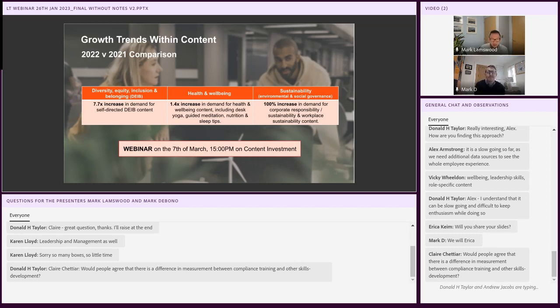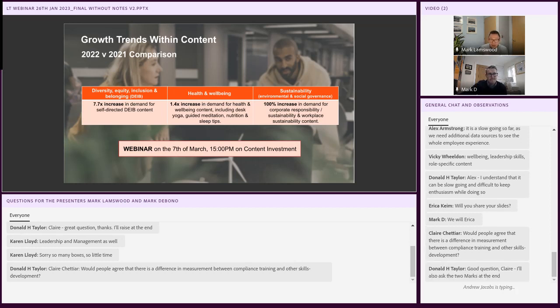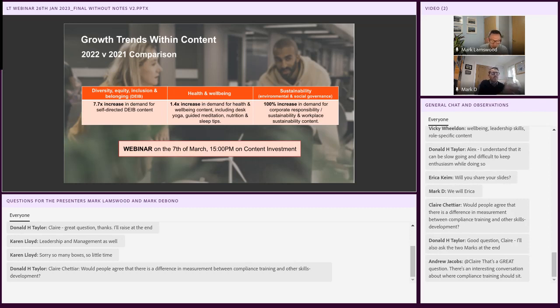Diversity, equity, inclusion, and belonging, DEIB as we often refer to it. 7.7 times increase in demand for self-directed DEIB content. Some of the things that we were seeing is the fact that you were wanting to start creating a much more inclusive workplace. There are people that were saying that they needed to offer this content from a client's perspective. They wanted to make sure that they were ticking a box and making sure that they were staying compliant. That can be part of it in this world, but we were also seeing people being self-directed. That tells us people are interested in this content. They want to consume it if you make it available.